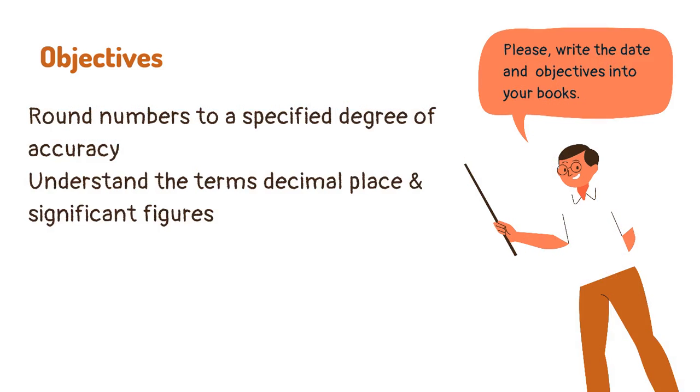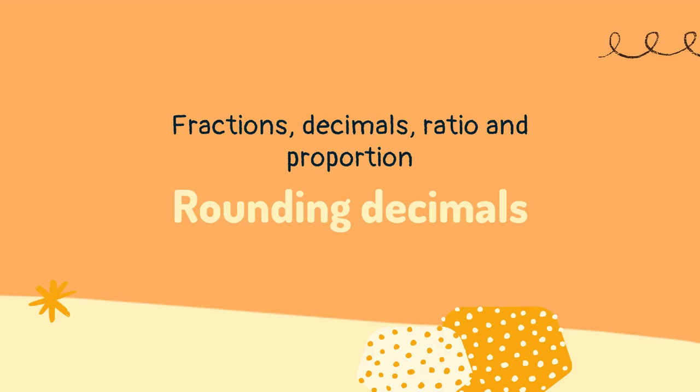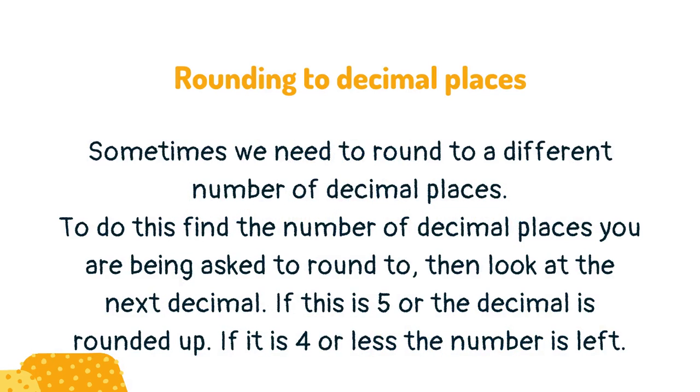Today you are going to learn about rounding. Rounding decimals. Sometimes we need to round to a different number of decimal places. To do this, find the number of decimal places you are being asked to round to, then look at the next decimal. If this is 5 or more, the decimal is rounded up. If it is 4 or less, the number is left unchanged.